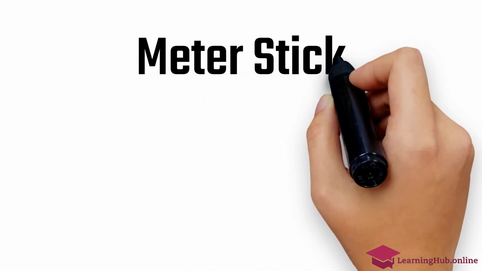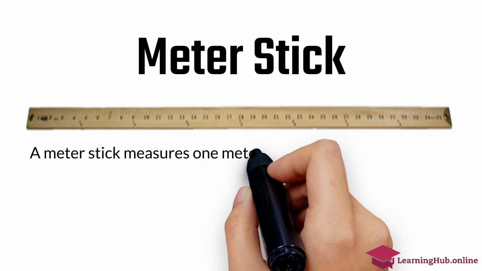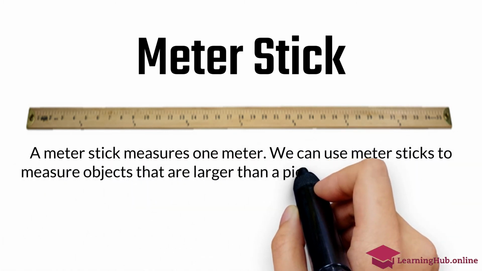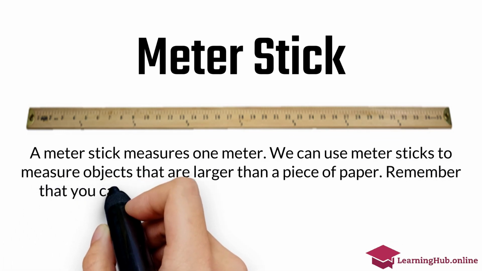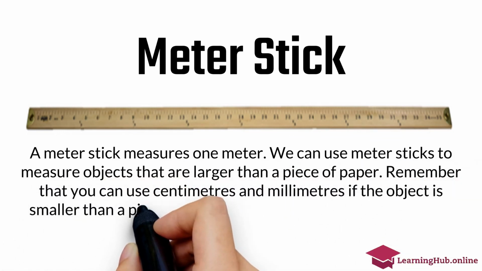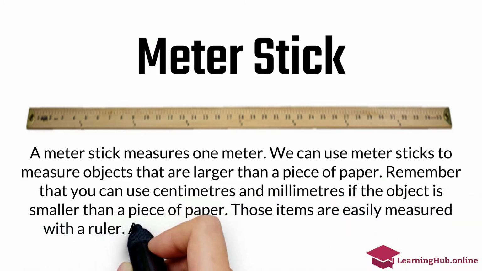Meter stick. A meter stick measures 1 meter. We can use meter sticks to measure objects that are larger than a piece of paper. Remember that you can use centimeters and millimeters if the object is smaller than a piece of paper. Those items are easily measured with a ruler.